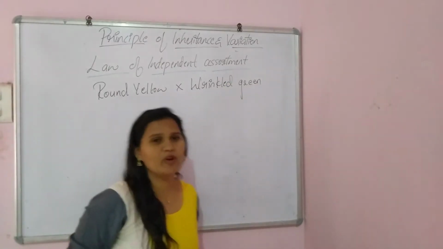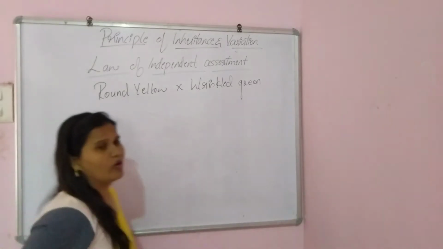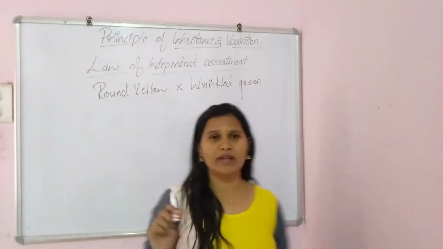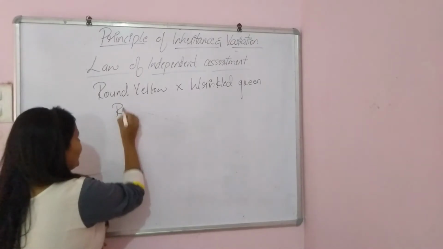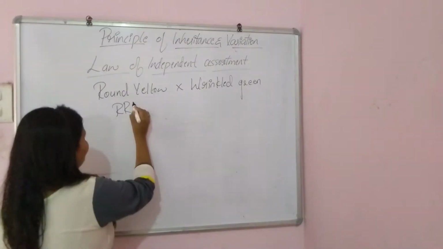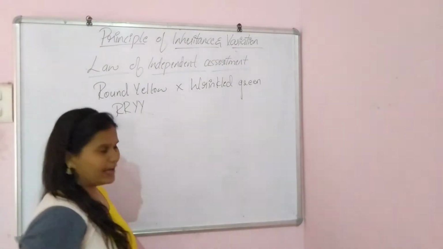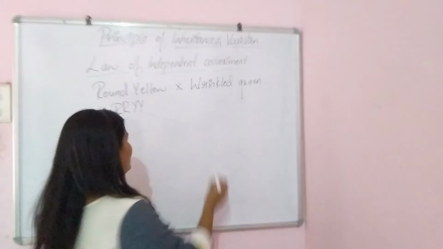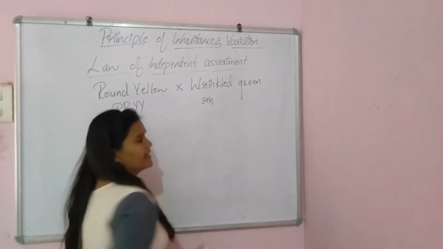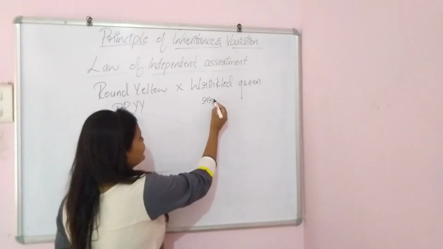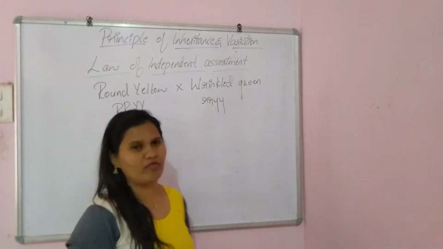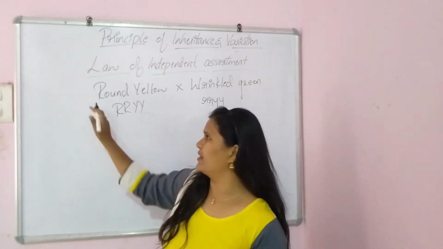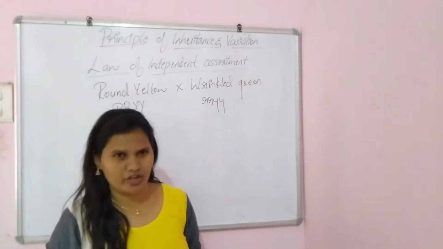Right? And the symbols are here for the round yellow, where it is the dominant one. So capital R for the round and capital Y for the yellow. Here the same case where wrinkled is the small r, and green is the small y. So in this way these are the parent generation, right?